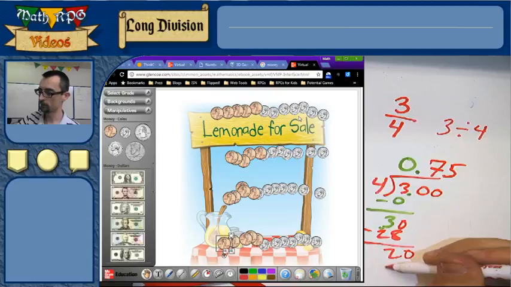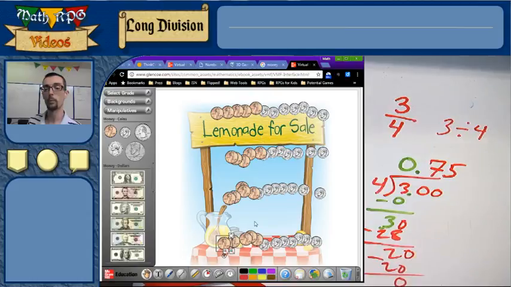And you say, of course, Mr. Baker, you could have done that with quarters. It would be a lot easier. That's true. But when we do long division, we're dealing with digit by digit in a base 10 system. So that's why I wanted to show it with dimes and pennies. So indeed, 3 divided by 4 is 75 cents. And that'll work for any kind of fraction. Right?